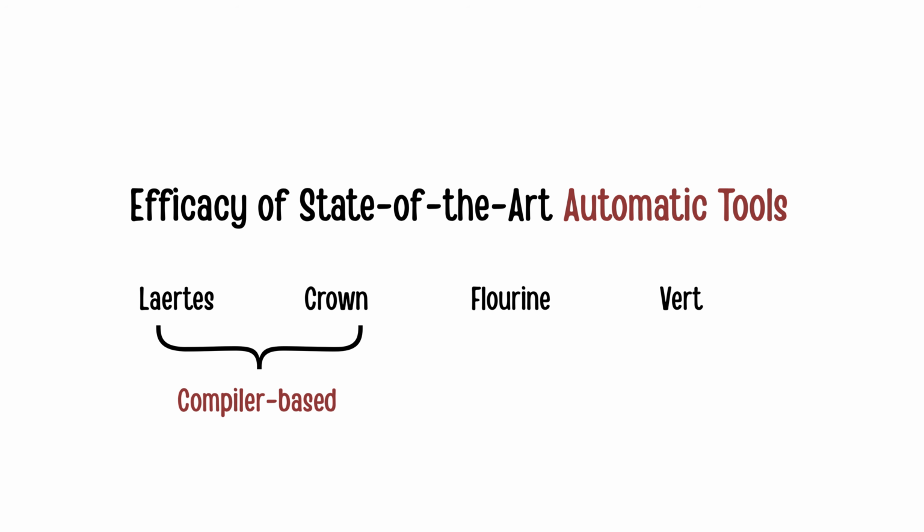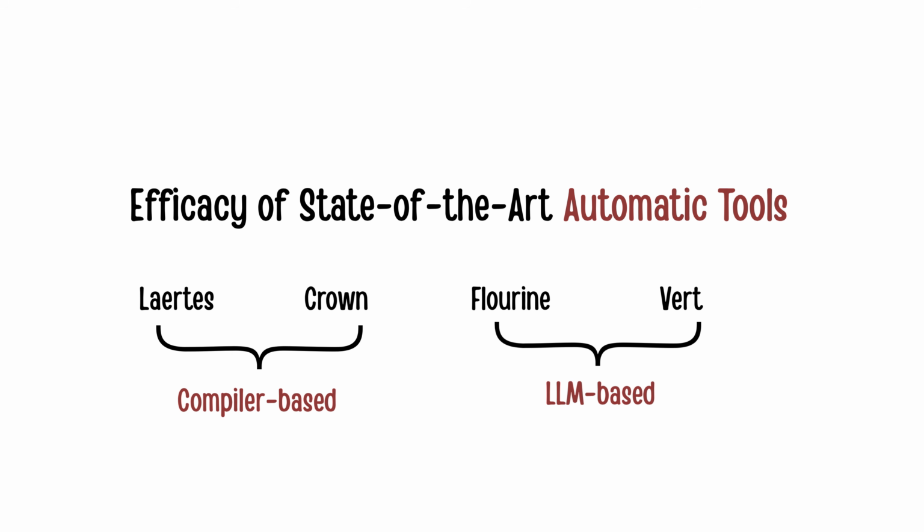Now that we have seen how human users approach C to Rust translation, the next question is, how well do existing automatic tools perform on the exact same task? The authors evaluate 4 state-of-the-art tools: Laertes, Crown, Flourine, and Vert. The first 2 are compiler-based approaches, while the latter 2 use large language models.